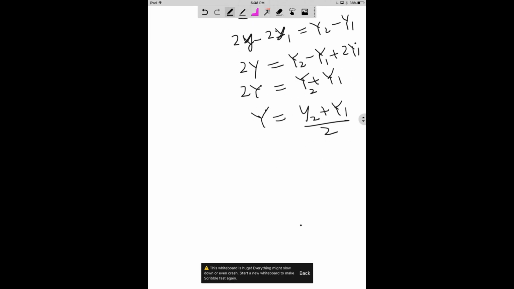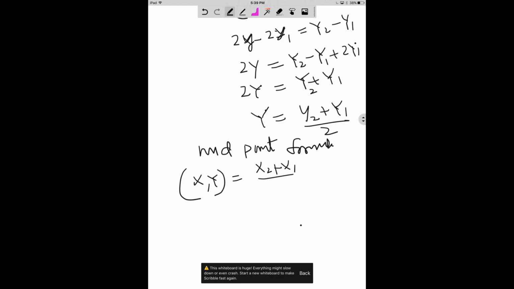So the midpoint formula is (x, y) equals ((x2 plus x1) by 2, comma (y2 plus y1) by 2). That's the answer.